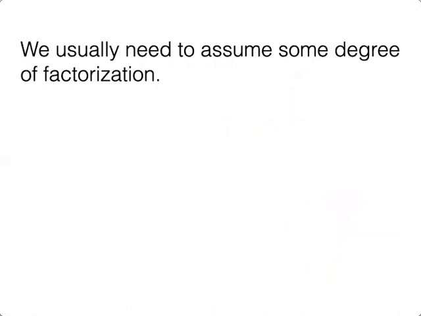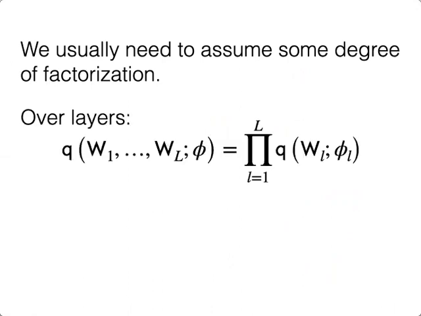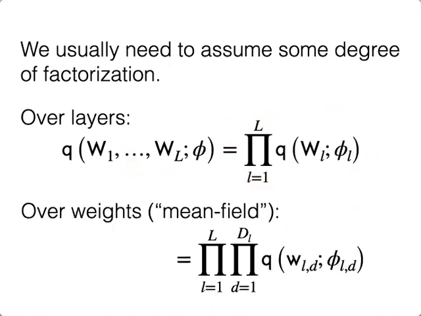And so for these variational approximations, we usually need to assume some degree of factorization. That is, for neural networks, we can assume they factorize over layers. That is, instead of having a joint distribution over all the weights, we have a product of distributions per layer. Or we could even do something more extreme and assume it factorizes over the weights. That is, we have a Q distribution for every single weight, and this is called the mean field assumption, that there's no dependencies in the posterior approximation.